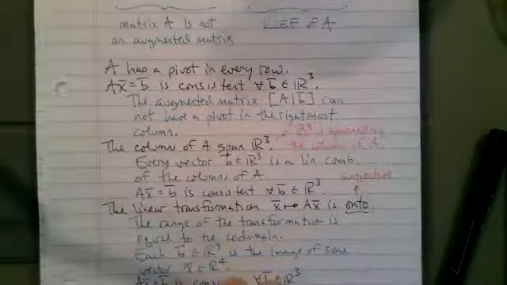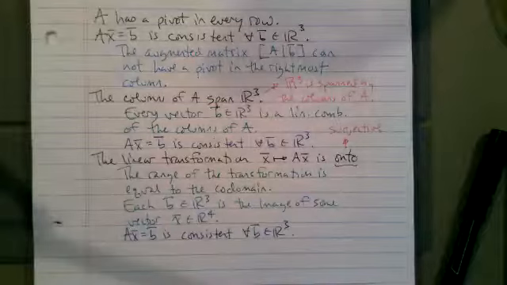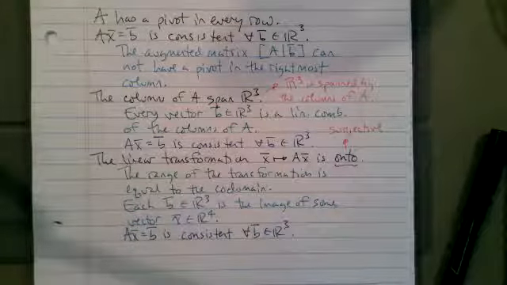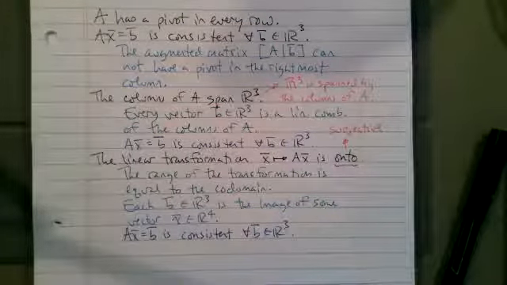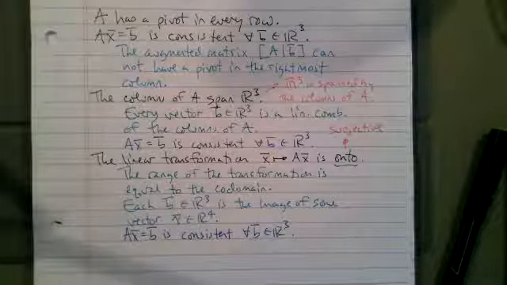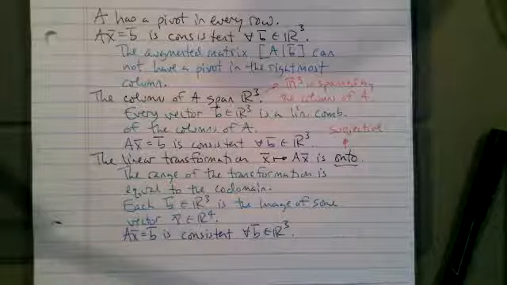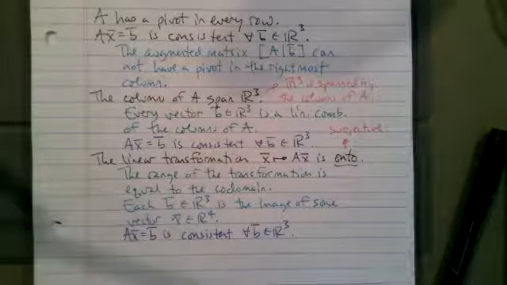So let me back up one sec. There's a question about the range equals the codomain. What I mean when I say that the range of the transformation is equal to the codomain is this: the transformation takes elements in R4 and assigns them elements in R3. So there's a map from R4 to R3, and the codomain is R3.